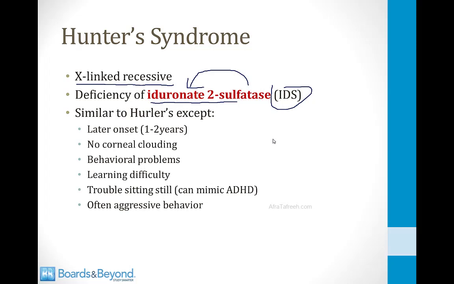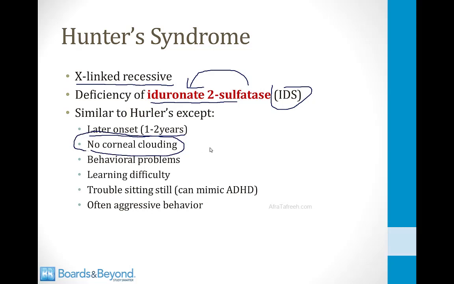The symptoms in the children with Hunter syndrome are similar to Hurler syndrome, except for a couple of exceptions. The onset is slightly later. These children tend to be 1 to 2 years of age when they express symptoms. Very importantly, for board questions, there is no corneal clouding seen. So in a board question about Hunter's, corneal clouding will not be described.